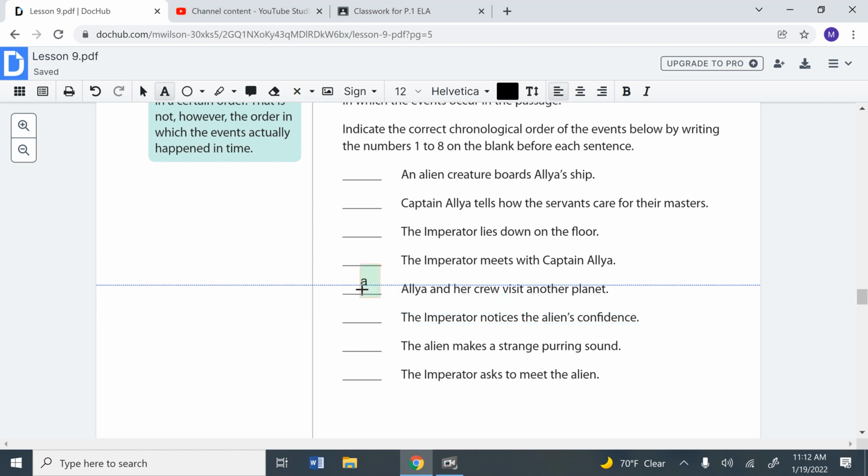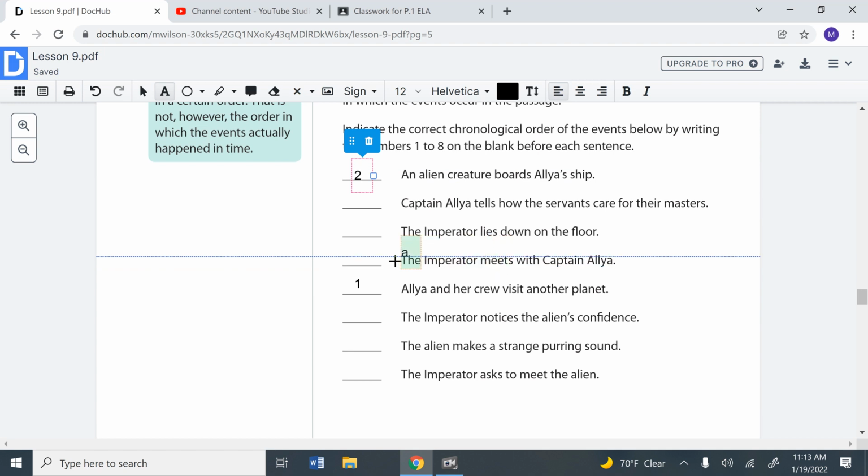Now, out of these, the very first one I can see that matches with the first events would be that Aaliyah and her crew visit another planet. So I'm going to go ahead and put a number 1 next to Aaliyah and her crew visit another planet. Now, if I'm looking for the next event, I do see in the text that the creature boards Aaliyah's ship because in order to take the creature to the Imperator, she has to obviously have this creature board her ship. So he boards the ship.